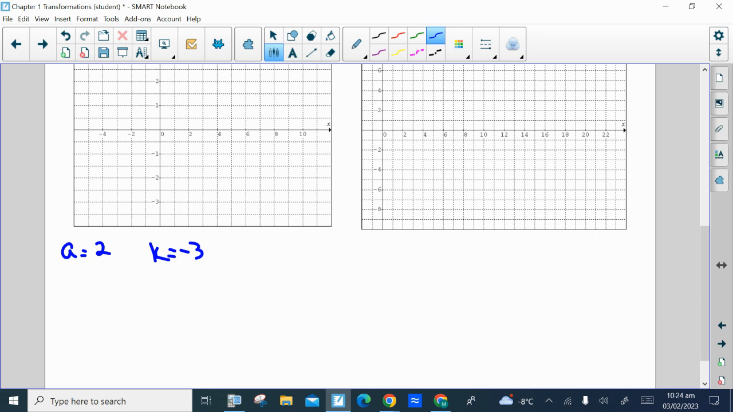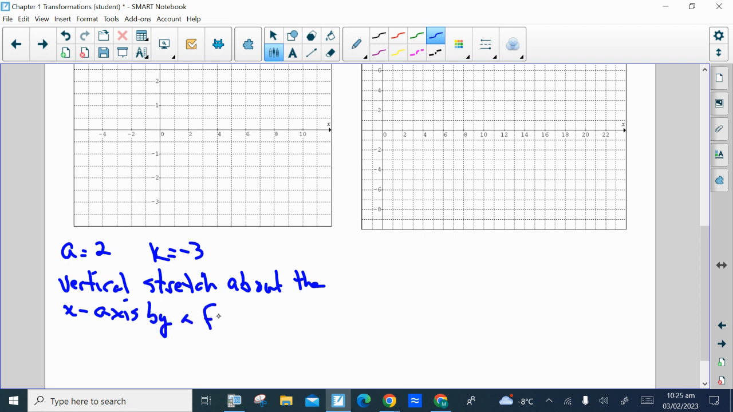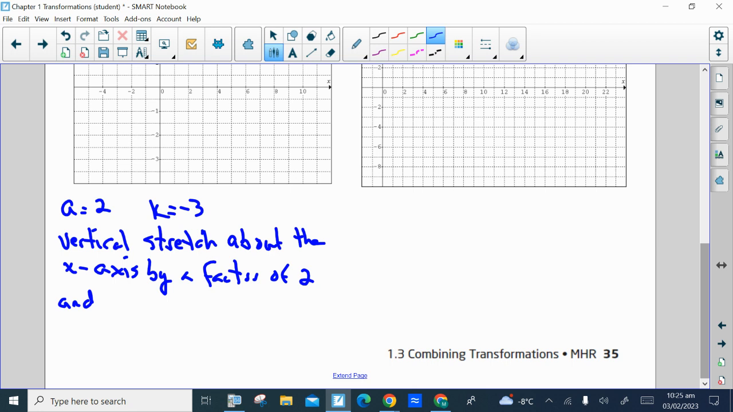Which means that we're going to have a vertical stretch about the x-axis, and that would be by a factor of 2. And because k is negative 3, we're going to have a vertical shift of 3 units down.